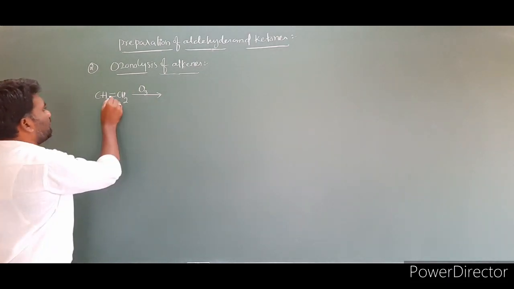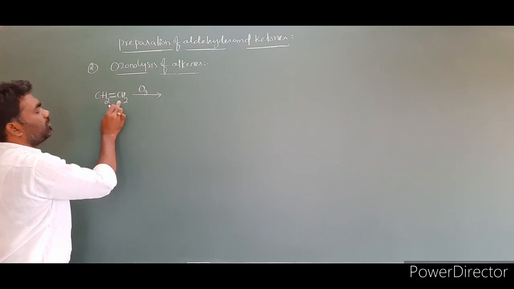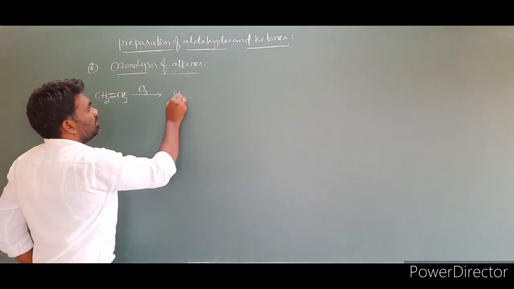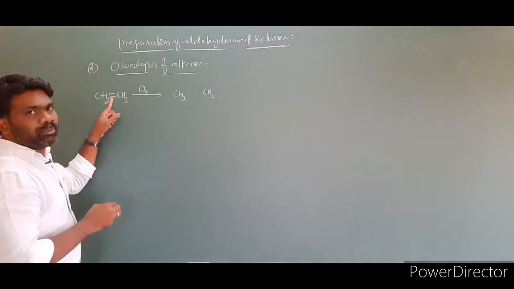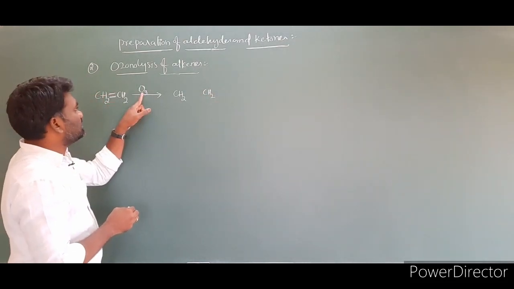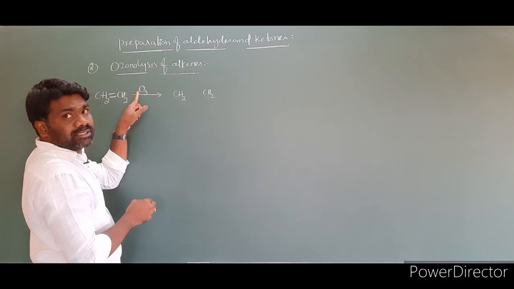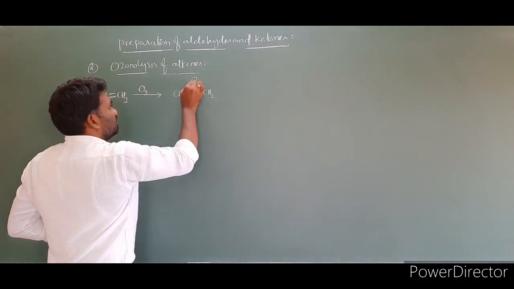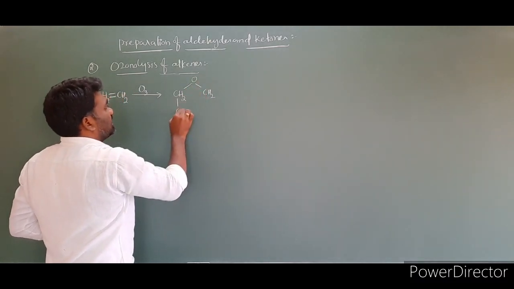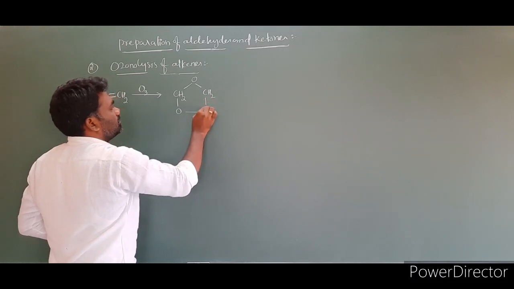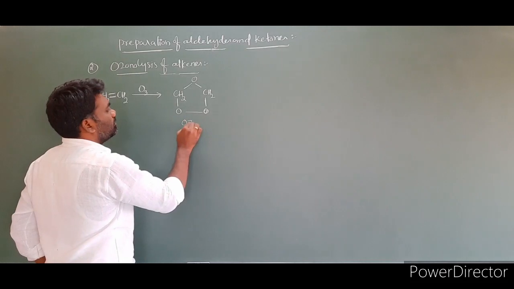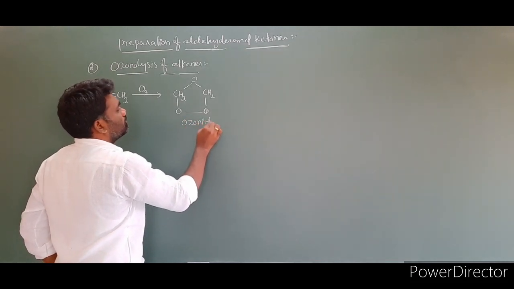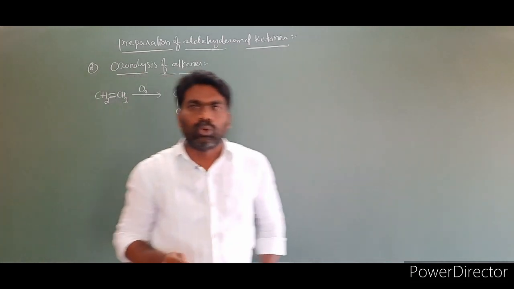To write the product, break the double bond between the two carbon atoms. I am breaking CH2, CH2. I broke the bond between the two carbons, and the three oxygen atoms of ozone are attached like this: first oxygen, second oxygen, third oxygen. This product is called an ozonide.